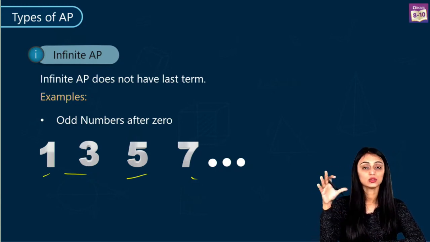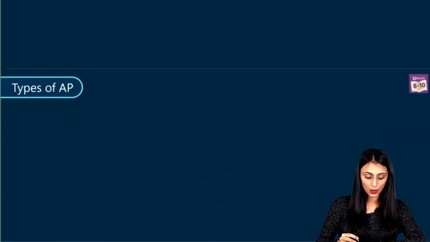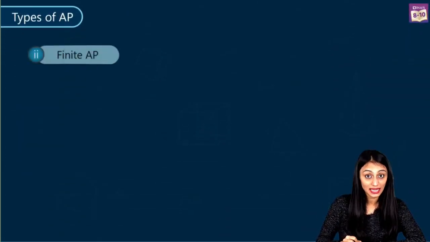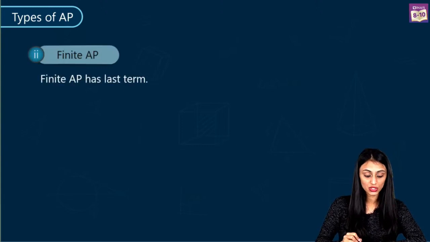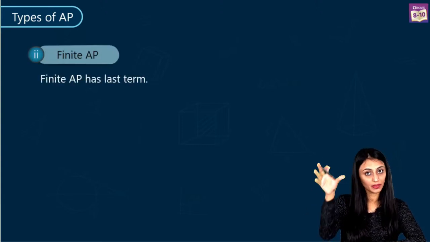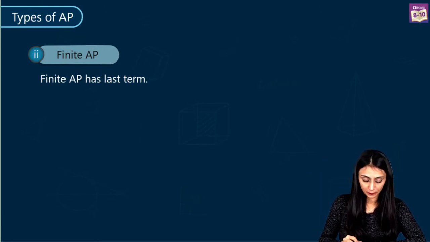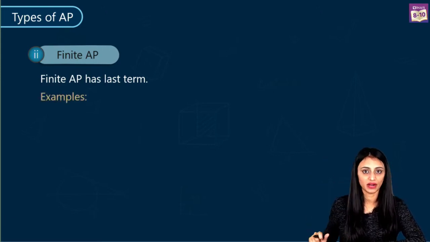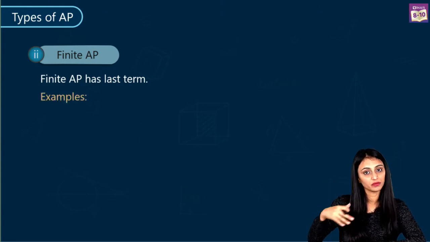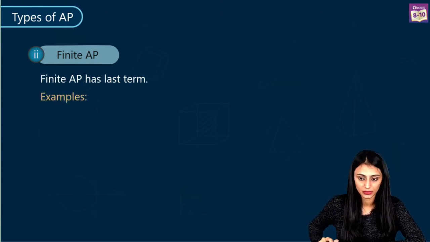So these are the two examples for infinite AP. Now let's take a look at finite AP. As the name suggests, here it will have a last term, because it is finite. Yes, series of natural numbers, that's an infinite AP. Correct. Because the last term is not defined there, right? If the last term had been defined, we would call it a finite AP.